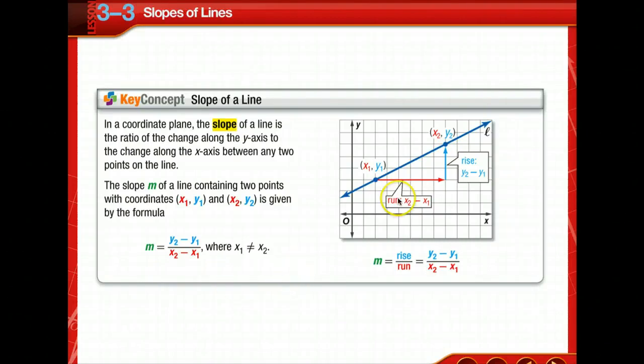Okay, key concept, the slope of a line. So if we're looking in the coordinate plane, the slope is the rise over the run. And so we've got a formula to find slope. It's y sub 2 minus y sub 1 over x sub 2 minus x sub 1. We also call it the difference in the y's over the difference in the x's. So whichever way is more convenient for you to remember it.